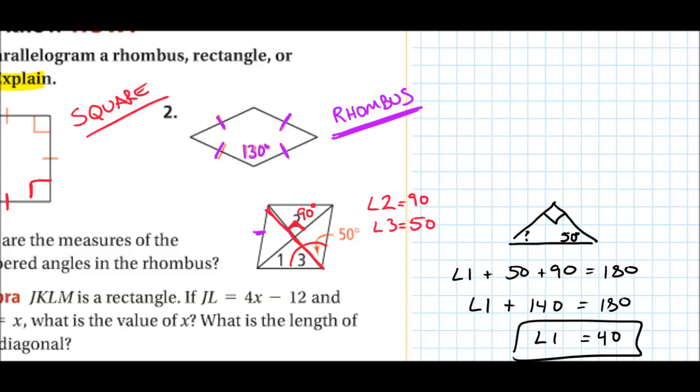So our answers are angle 1 equals 40 degrees, angle 2 is 90 degrees, angle 3 is 50 degrees.